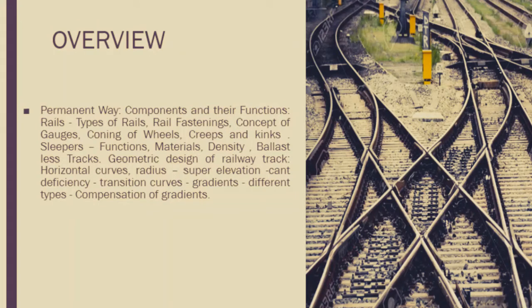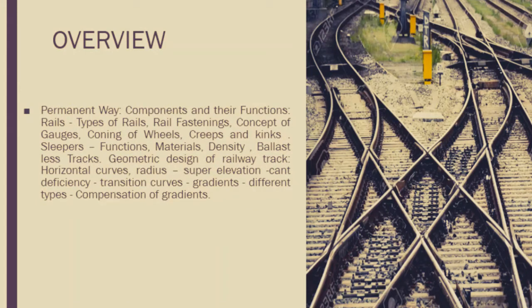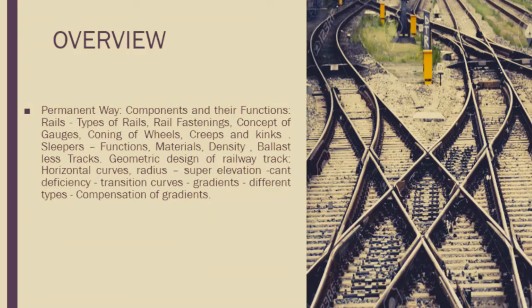In this module we will be focusing mainly on the permanent way, its components and their functions. We already discussed these topics in the first module and we know what the components of a permanent way are. In this module we will be focusing more on the details of those components, mainly the rails, and in the rails we will discuss the types of rails, rail fastenings, concept of gauges, coning of wheels, creep and kinks. Then we will move on to the sleepers, their functions, materials used for sleepers, and the density.